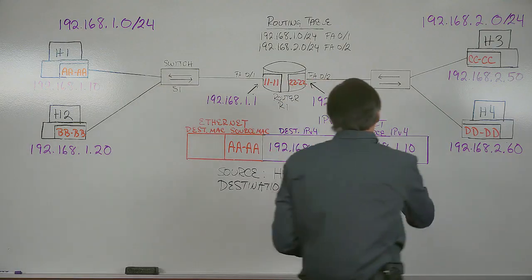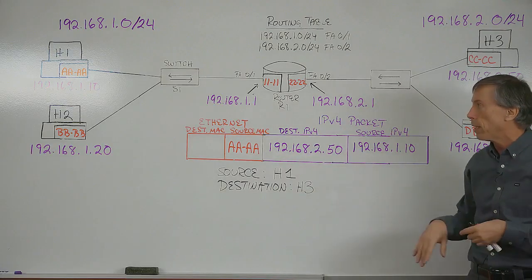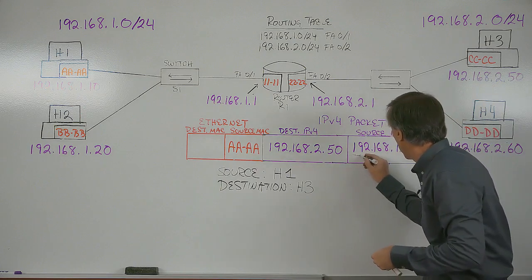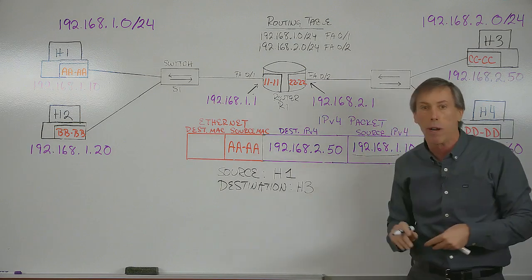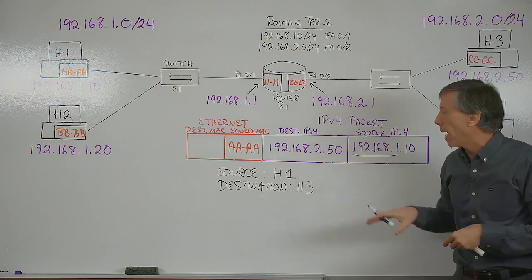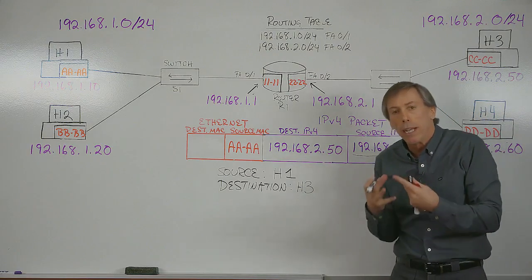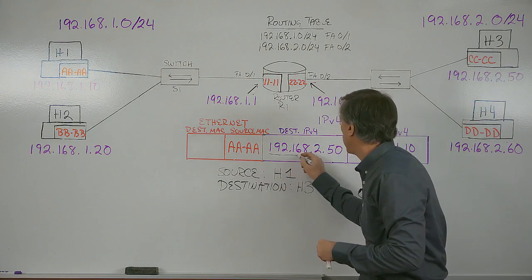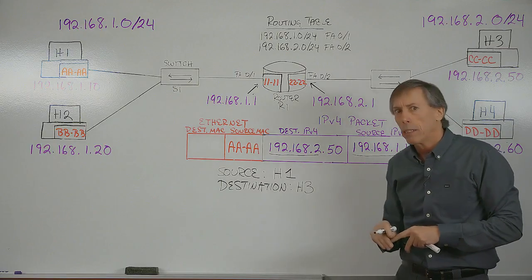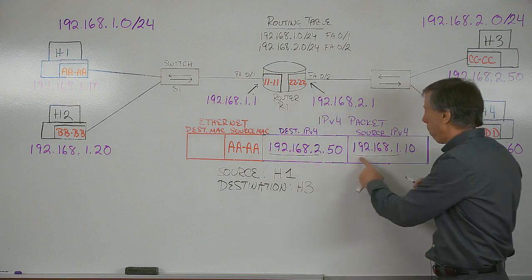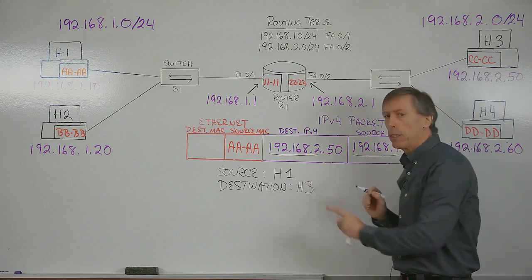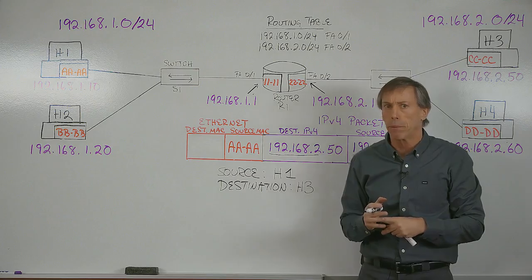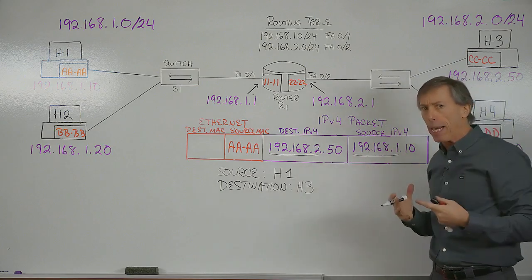Now H1 needs to determine, is the destination IPv4 address, that of H3, on the same network as myself? Once again, it knows that its IPv4 address, 192.168.1.10, is on the 192.168.1.0 network. It looks at the destination IPv4 address using its own subnet mask. It determines that the destination address is on a different network. It is not on the 192.168.1.0 network. It's on 192.168.2.0 perhaps. All it knows is it's not on my network.